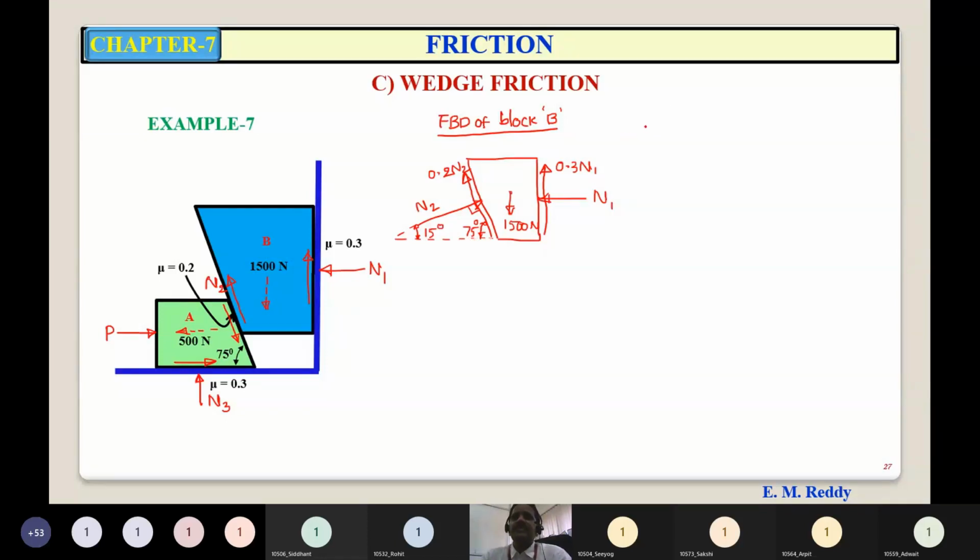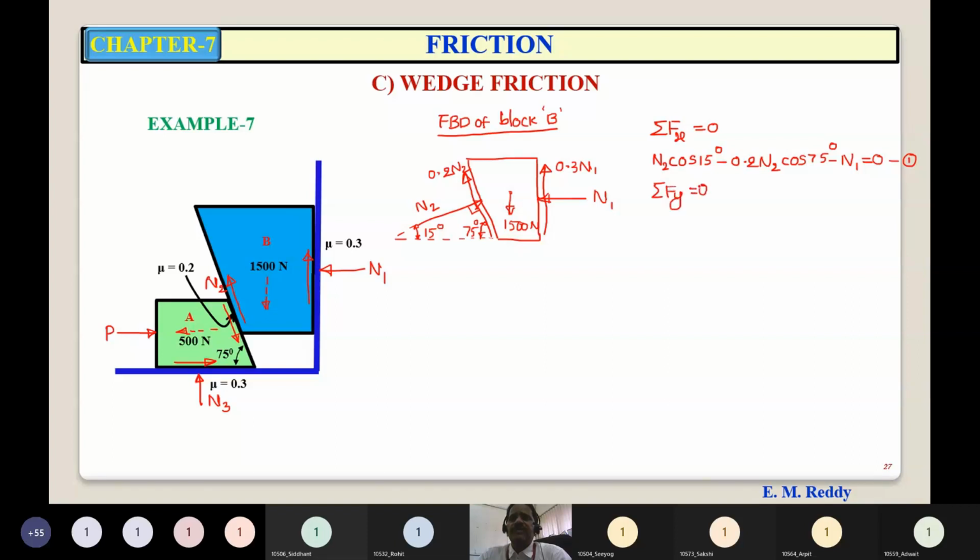So let us write equations of equilibrium. Summation Fx is equal to 0. So N2 is making 15 with x. So x component is N2 cos 15 acting towards right. N2 cos 15. And 0.2 N2 is making 75 with x. So x component is cos 75, but the sense is it is towards left. Minus 0.2 N2 cos 75 minus N1 is equal to 0. So equation 1.